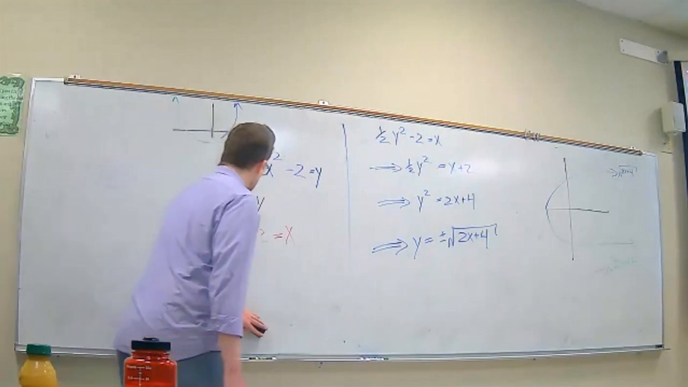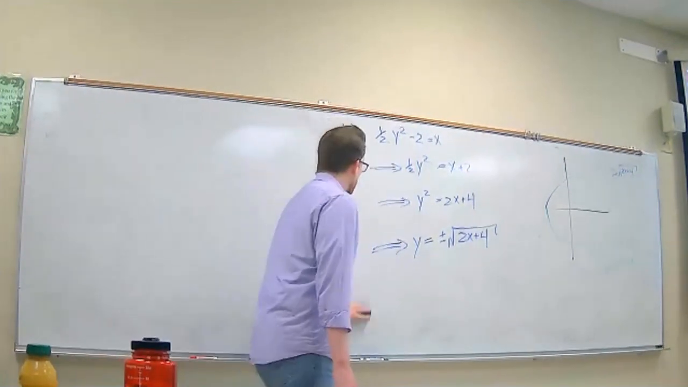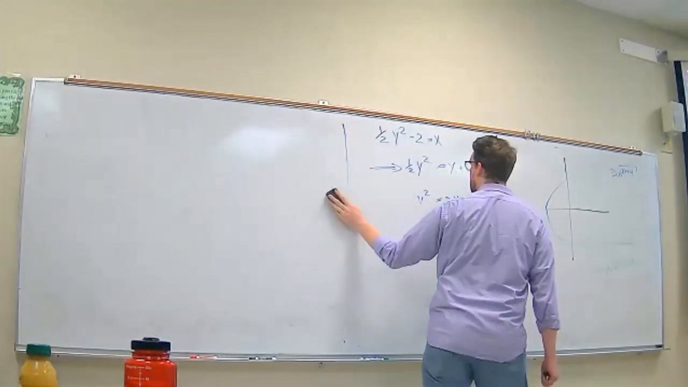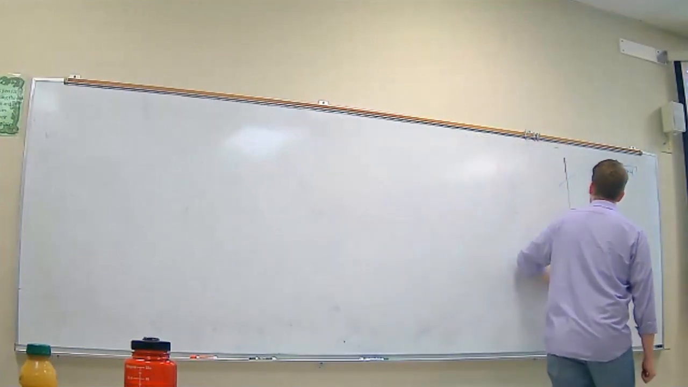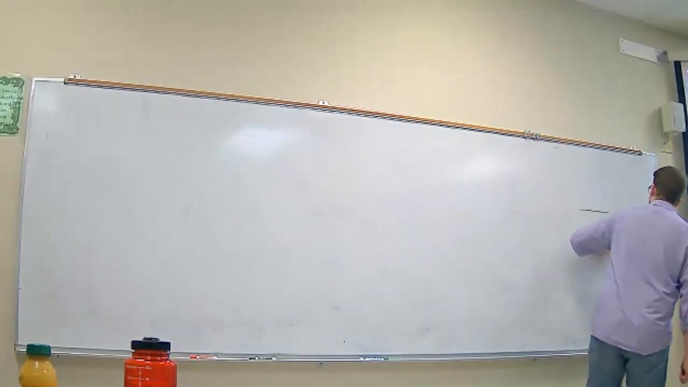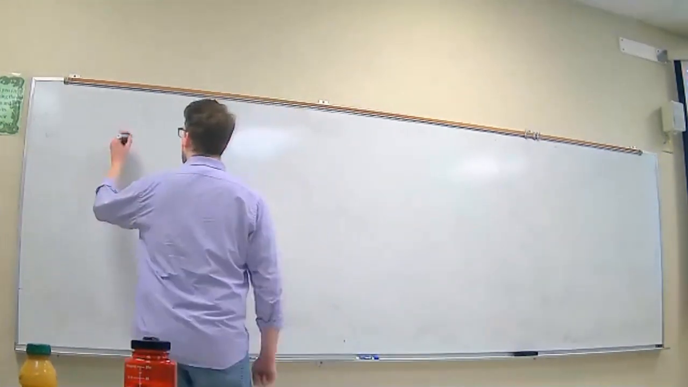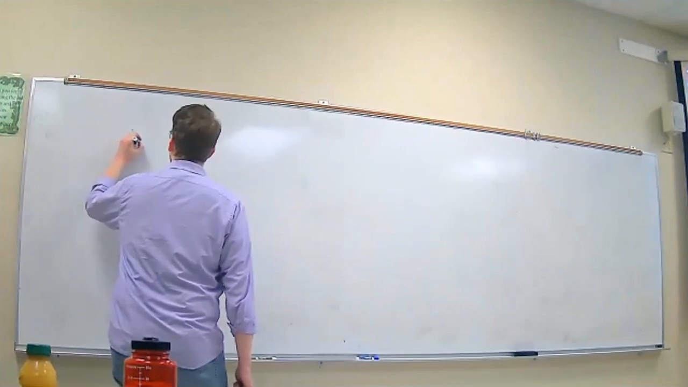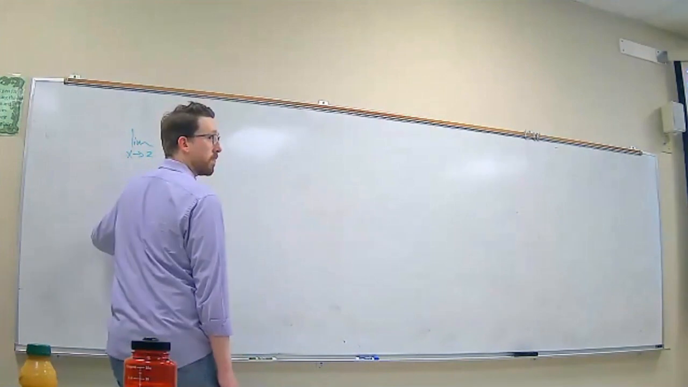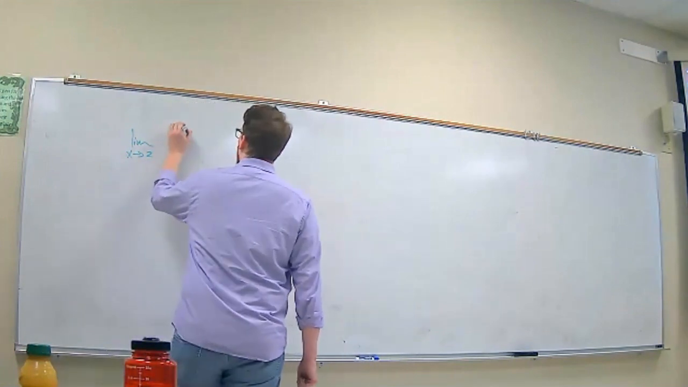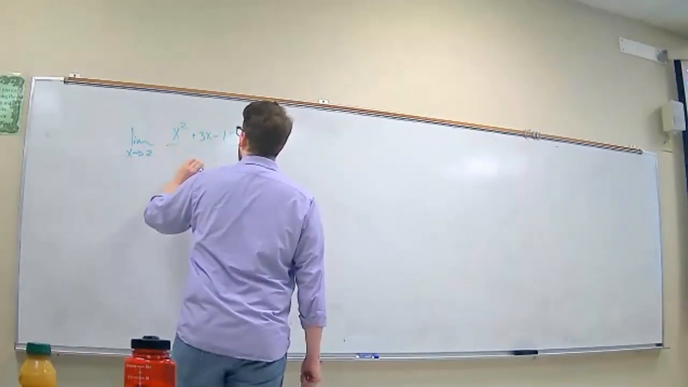It's question 24. Find the limit if it exists. It's the limit as x goes to 2 of x squared plus 3x minus 10 over x squared minus 4.